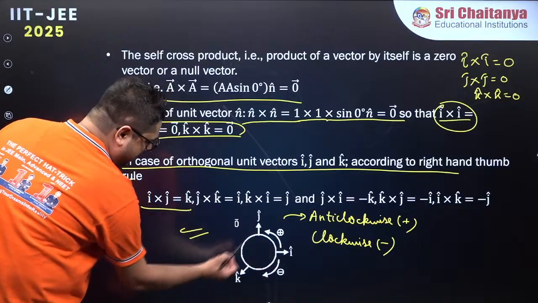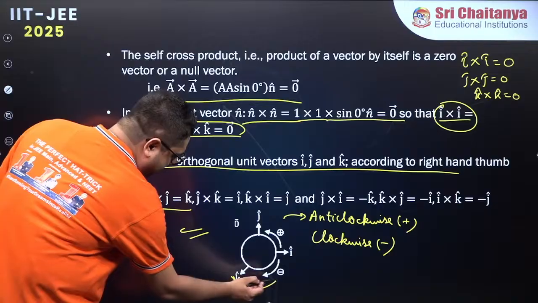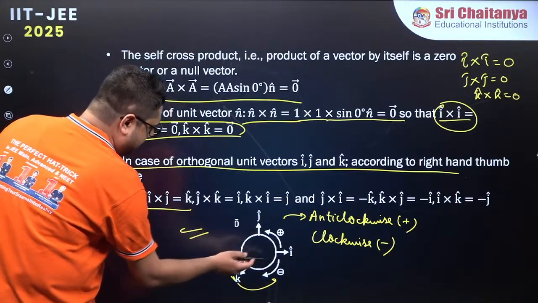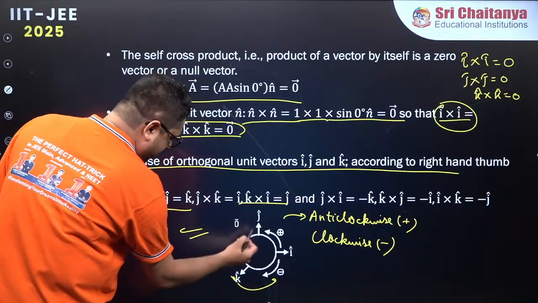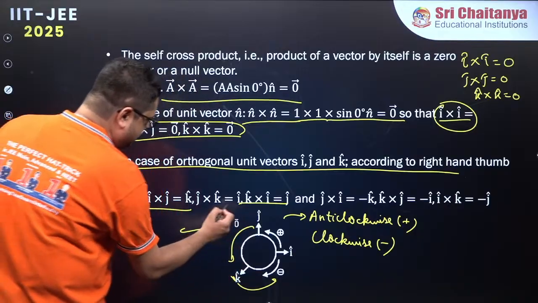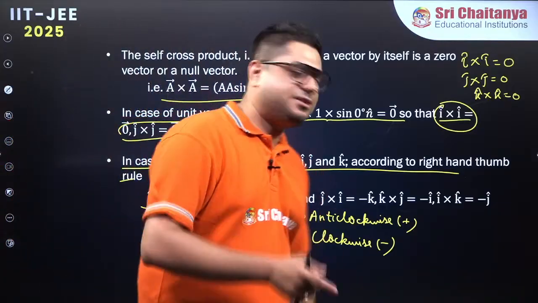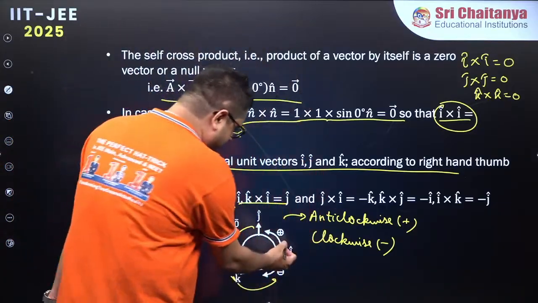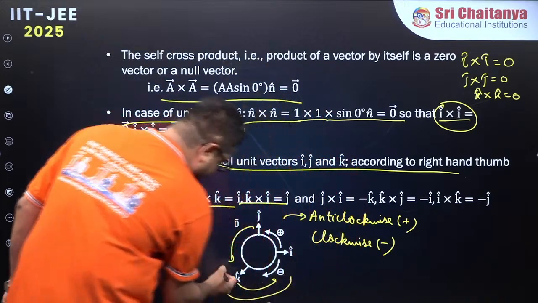I cap cross j cap gives you k cap. Then k cap cross I cap, if I go in this direction, I will be getting it as j cap. Then j cap cross k cap in this sense is going to give us I cap. And if I try to go in a different way, if I perform I cap cross k cap, that has to be minus of j cap.